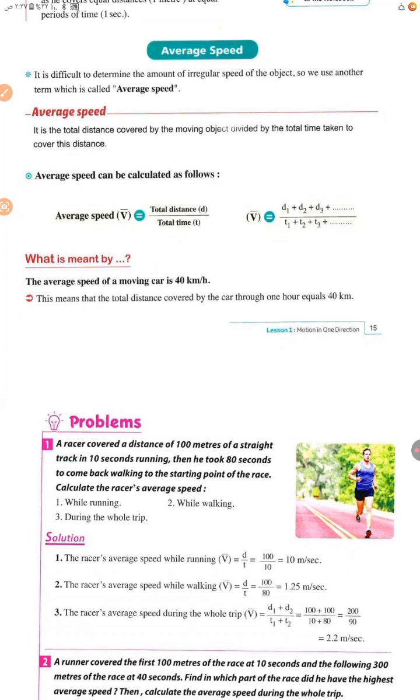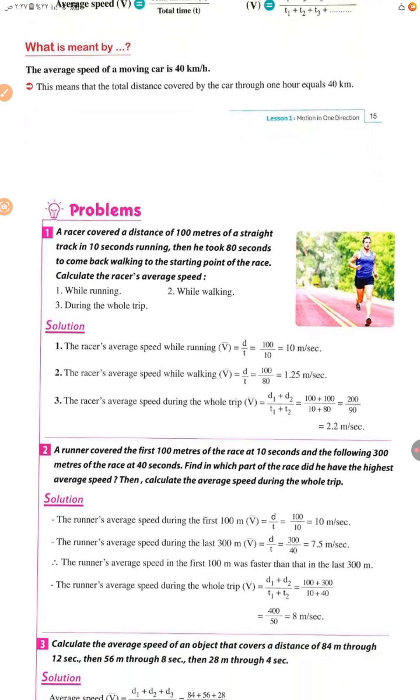Average speed can be calculated as follows. Average speed v equals total distance over total time. So I add up the total distance and divide it by the total time to get the average speed. What is meant by the average speed of a moving car is 40 km per hour? This means that the total distance covered by the car through 1 hour equals 40 km.